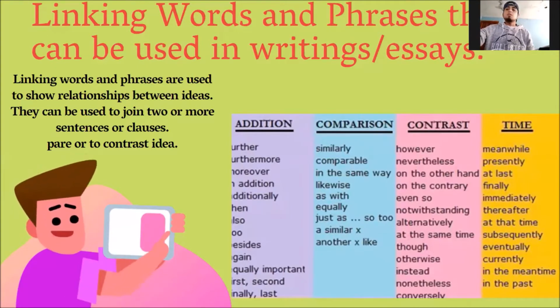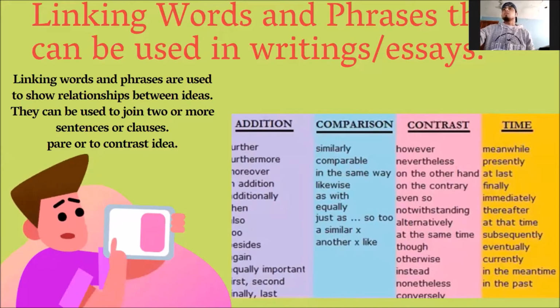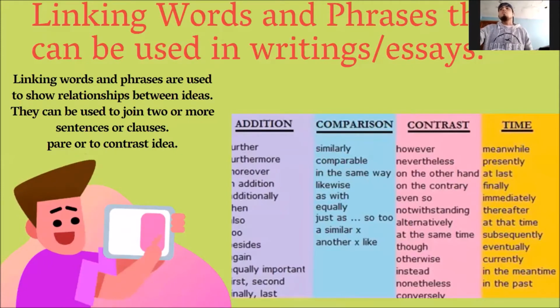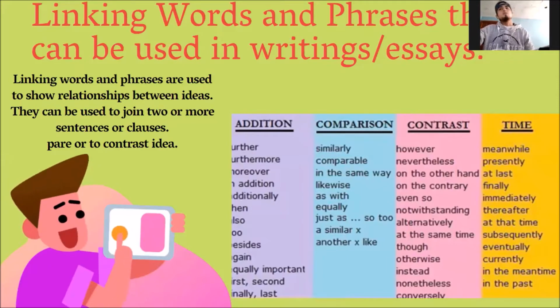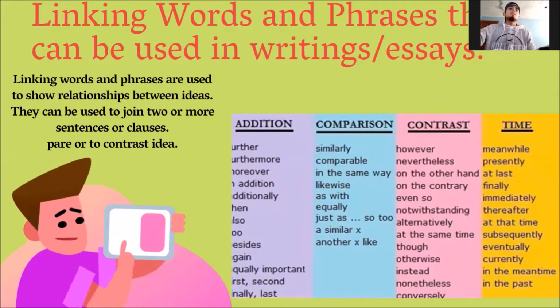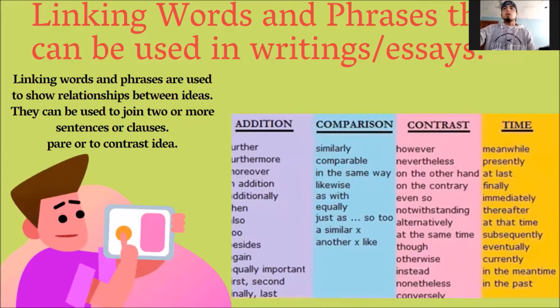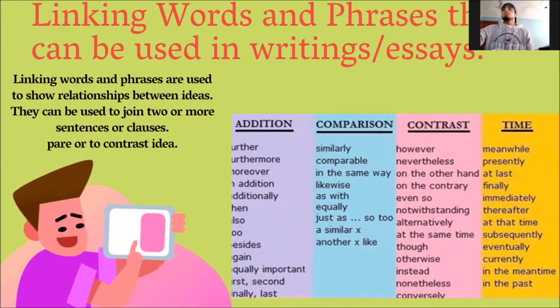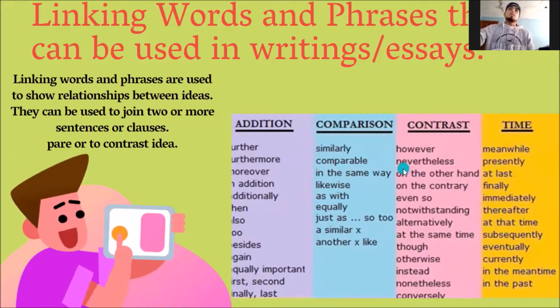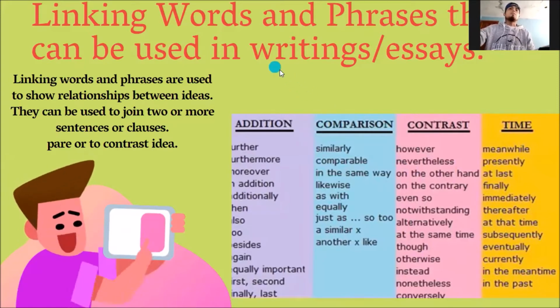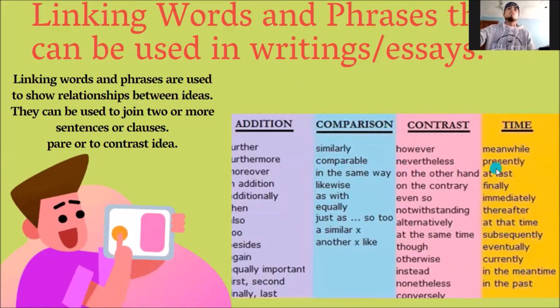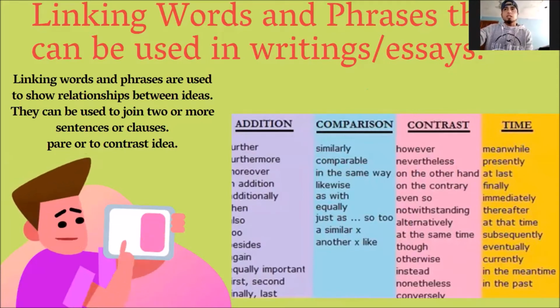So in the first part, we have addition, that is the process of adding two or more things. So we have furthermore, moreover, in addition. Next we have comparison, which represents one thing or person as similar to another. In this part we have similarly, comparable, in the same way. The next is contrast, the difference between people or things: however, on the other hand, on the contrary.